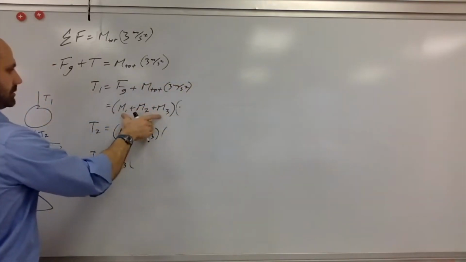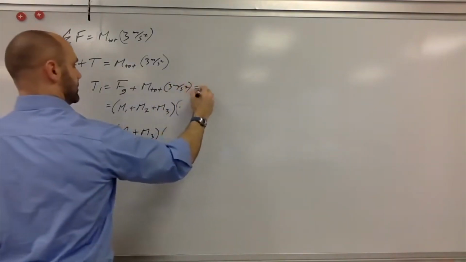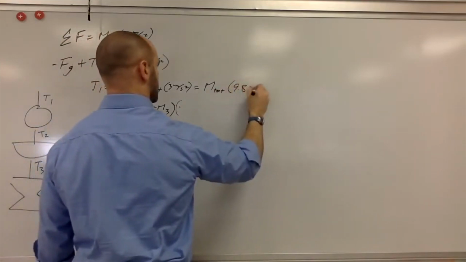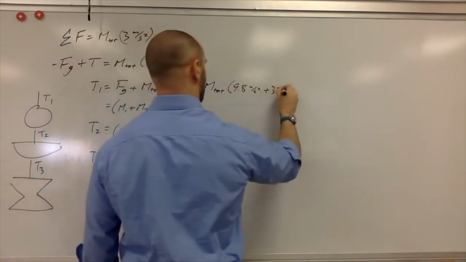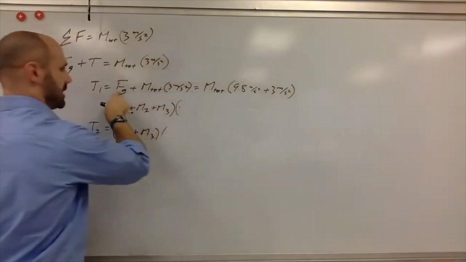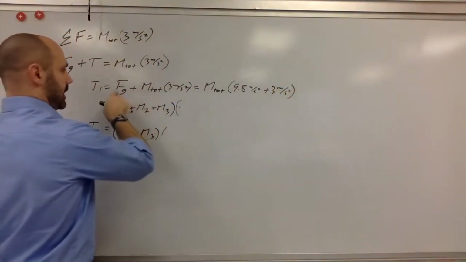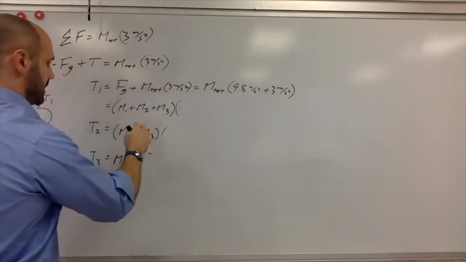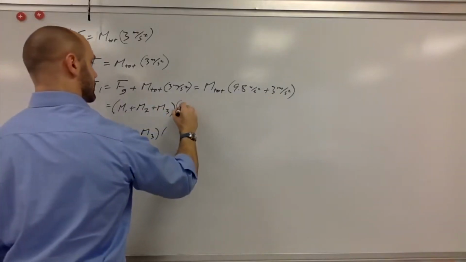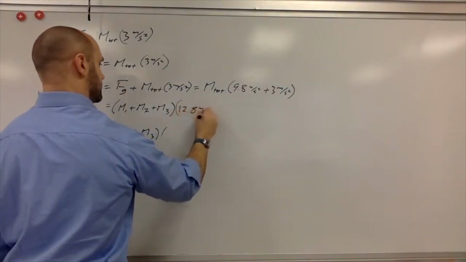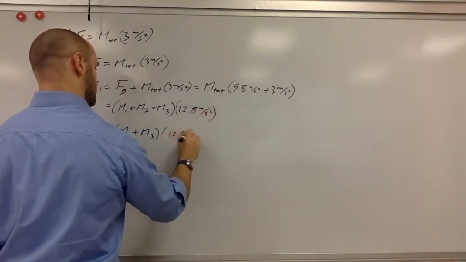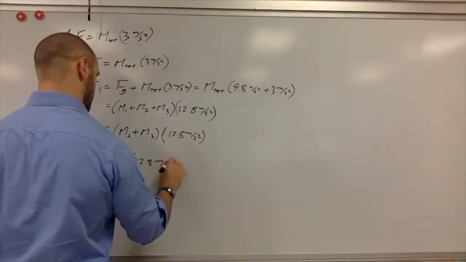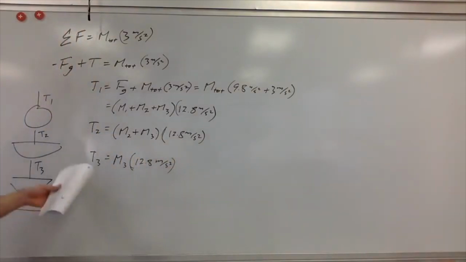Now this is m total right here, right? I can actually factor this out. Let's write m total times 9.8 meters per second squared plus 3 meters per second squared, because this is mg, right? M total times g. So I factor out m total and I get this. So now all these answers are the same, except that instead of 9.8, it's all 12.8. Right? So that's part B.